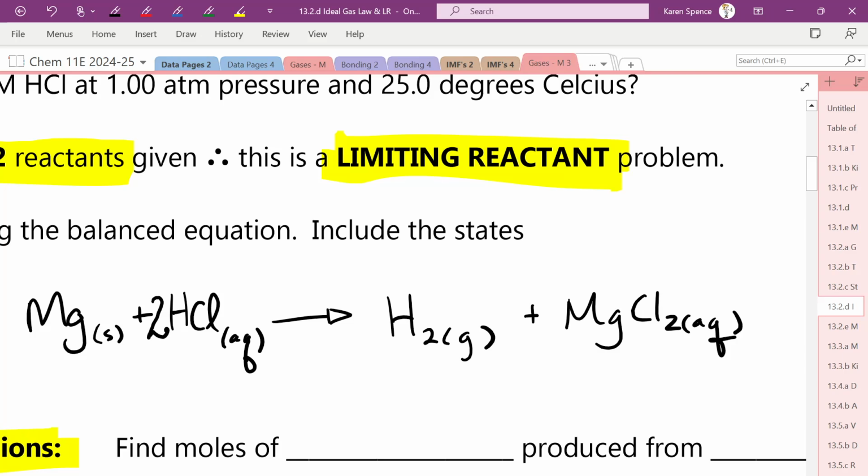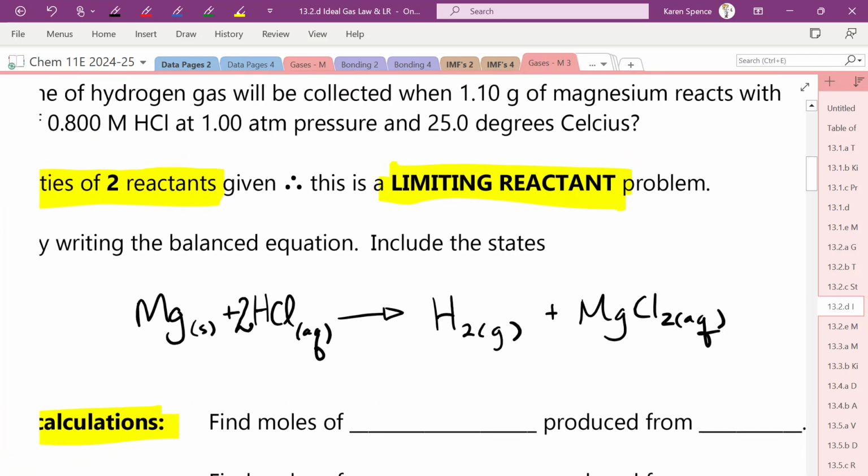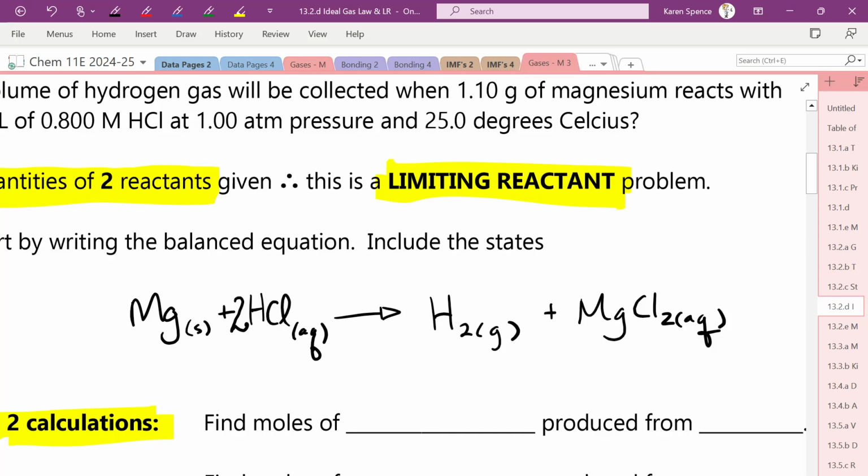Now, do you guys want to check your equation up here? We are told that we produce H2, and we're told that magnesium reacts with hydrochloric acid. So what type of reaction is this? Single replacement. So the magnesium kicks out the hydrogen. We get H2, and Mg is 2+. So it combines with Cl- to give us MgCl2. MgCl2 is aqueous. It is a soluble salt.